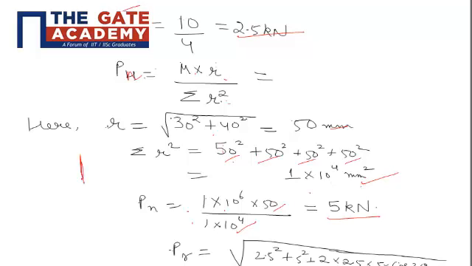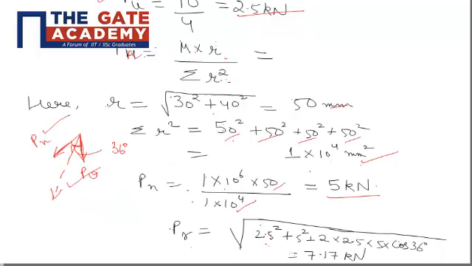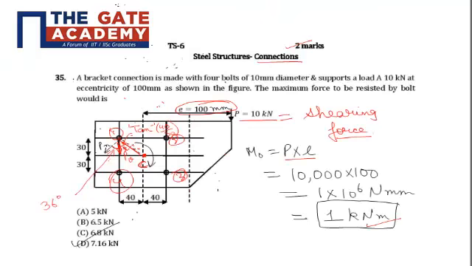Now if one force is acting like this, another force is acting like this, and the angle between these two forces is 36 degree. This is PV, this is PN. We know the magnitude of PV and PN individually. From knowledge of vectors, we can calculate the value of the resultant, which will be given by PR as the square root of 2.5 square plus 5 square plus 2 P1 P2 cos theta, that is 2 into 2.5 into 5 cos 36 degree. That approximately comes out as 7.17 kilonewton, making D the closest available choice. Hence D is the correct answer.